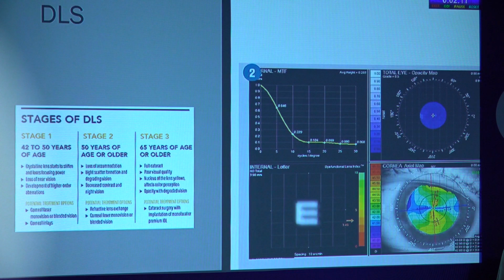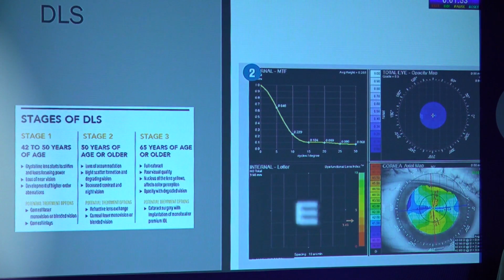So, dysfunctional lens syndrome is not actually a new diagnosis or a diagnosis of examination. It is more of a diagnosis of investigations. Now, it has come about because we have much more investigations in place. So, it has been now currently staged into 3.